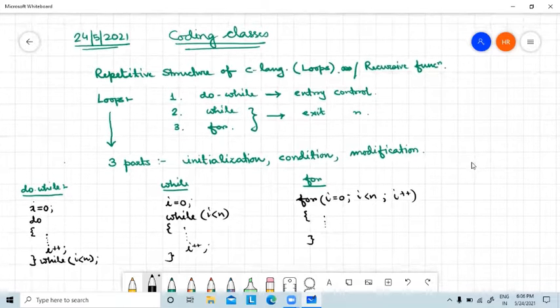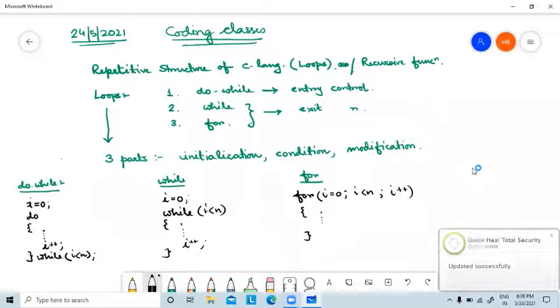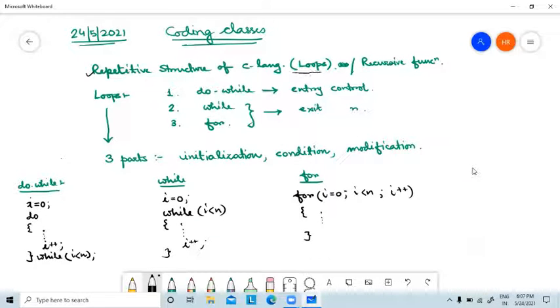Okay, I think I should start. So, in last class, we discussed the repetitive structure of the C language, and I told you that for the repetitive structure in C, either we can use some loop formation, or we can do it using some recursive function.